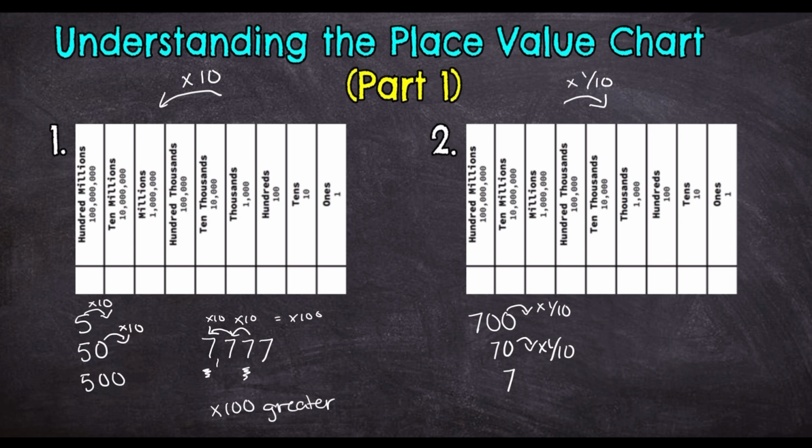So now let's talk about if we were decreasing. Let's say that we were going from 55,555. And let's say we were going from the 5 in the 10,000s place to the 5 in the ones place. Well, when we go to the right 1, 2, 3, 4 times, we multiply by 1/10, multiplied by 1/10, multiplied by 1/10, and multiplied by 1/10.